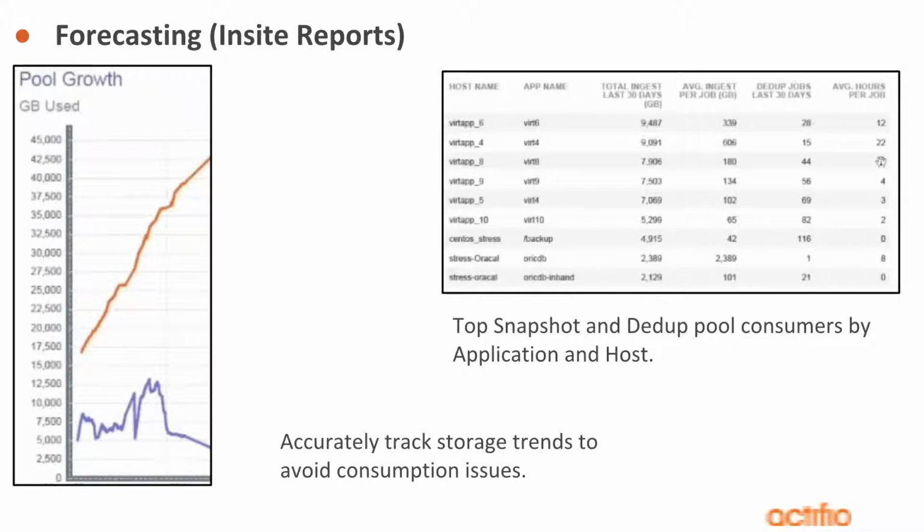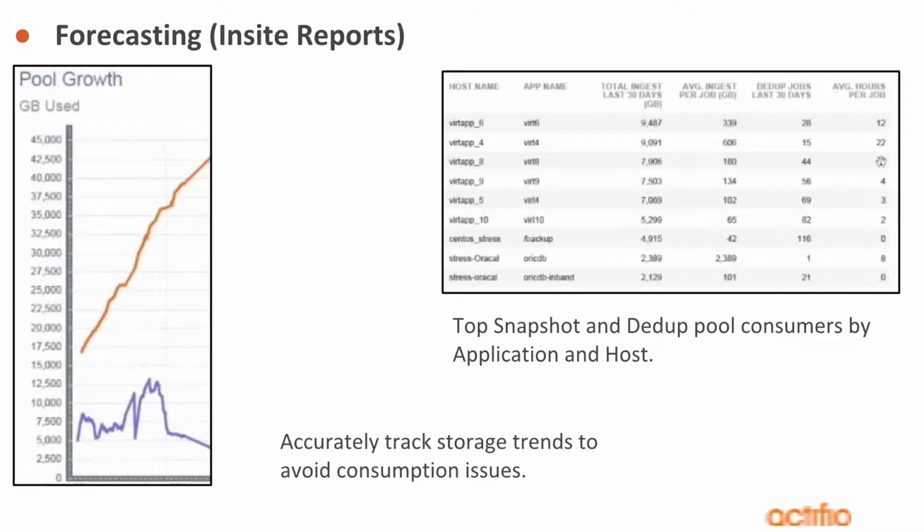Now here's some examples from a test cluster. On the top right, if you have a highly consumed Snap or dedupe pool and you're not really sure why, take a look at your insight report. The insight report will tell you the top pool consumers by app and by host. So if you've got, we'll go back to the SQL instance that was misreported. You expected it to be 100 gigabytes. Turns out it's 1024. It's actually a terabyte. That will sit right at the top of this list.